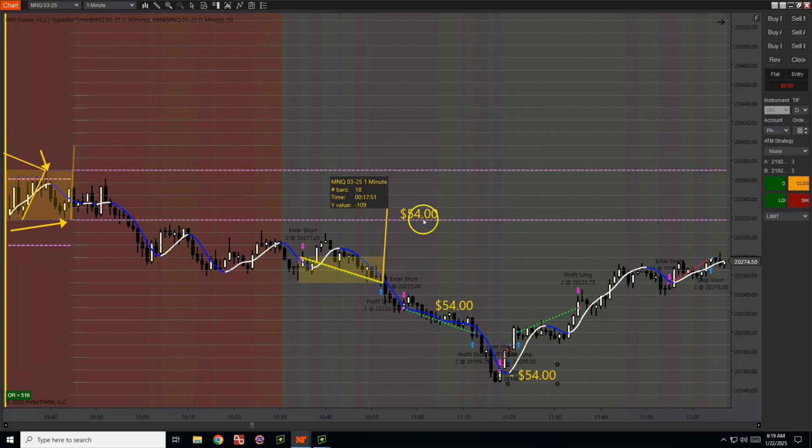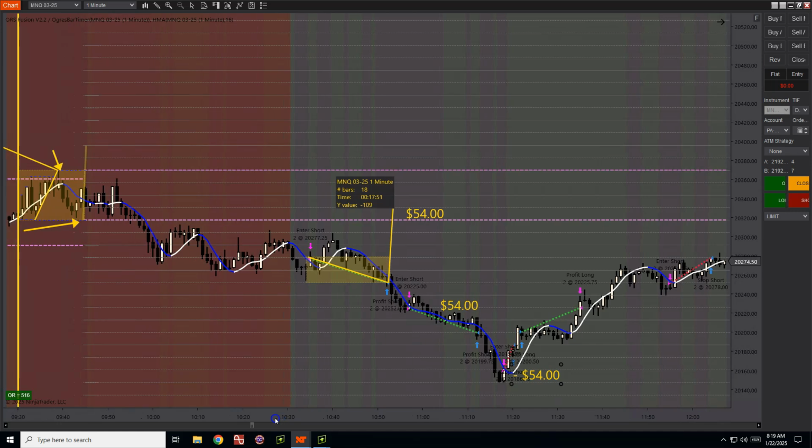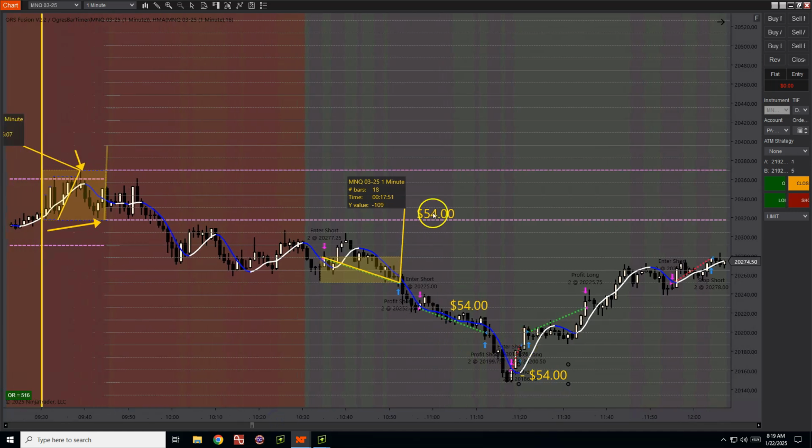Now, what else can we do with this now that we know what each trade on this particular day is worth? It's a 1-to-1 risk-reward ratio. We're making $54 or we're losing $54. Nothing in between. So what can we do with that number? Well, we can decide maybe we want to risk more than $54 on this particular day, which is normally what I do. I'm not going to just risk the 54.